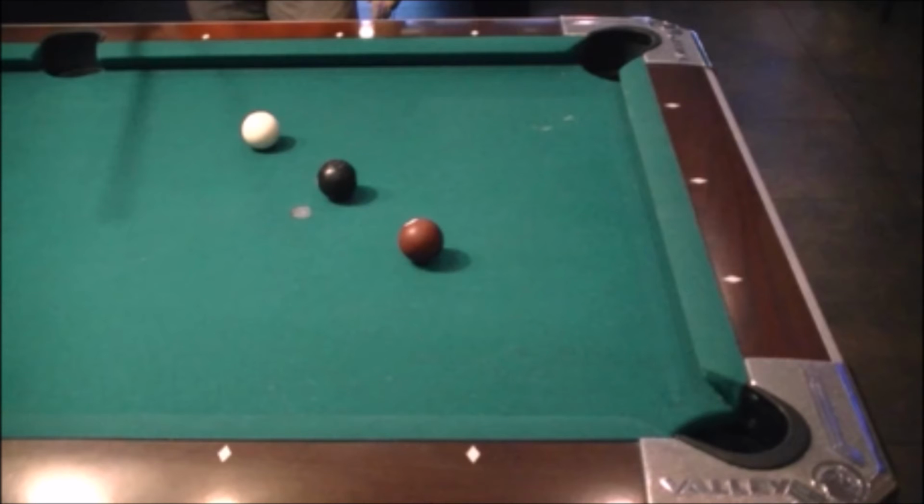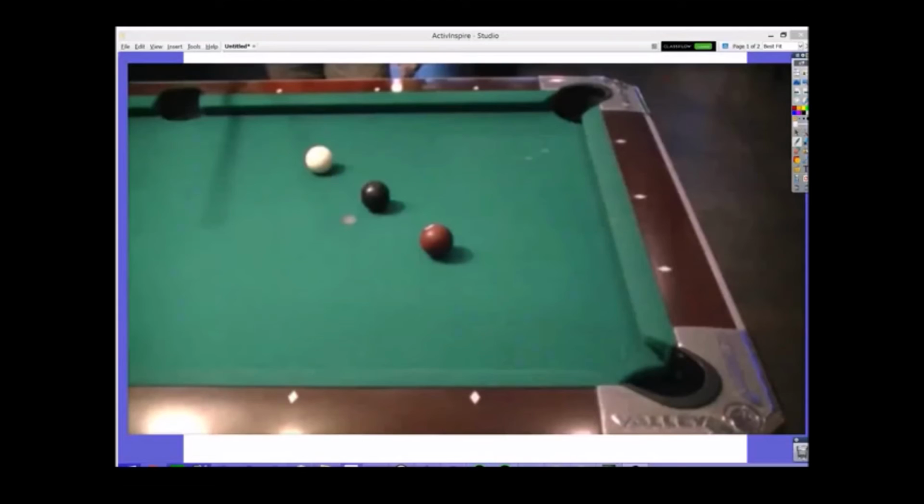Let's take a look at the second shot now. This one's a little bit trickier. I'm not allowed to combo off the 8 ball, so what I need to do here is bank my cue ball off the side. The goal being to have the cue ball hit the 7 in such a way that that 7 ends up in the corner pocket.